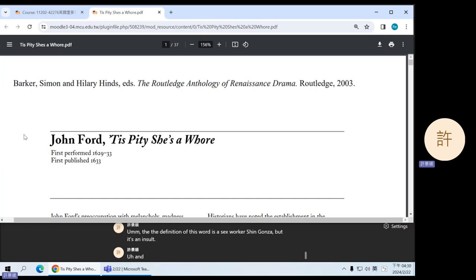And at the time, however, that's not what it meant. In those days, the word whore just meant a loose woman, a woman who did not follow the social rules and expectations. So when the title says, 'tis pity she's a whore, it's not saying that she likes to have lots of sex, although it is also saying she likes to have lots of sex. The point is, it's calling her somebody who doesn't follow the social rules. What kind of social rules does she break?